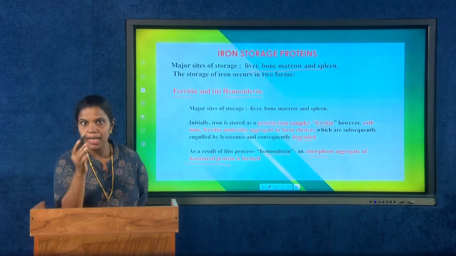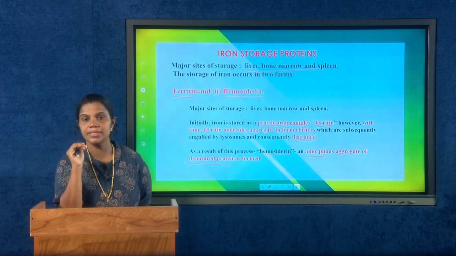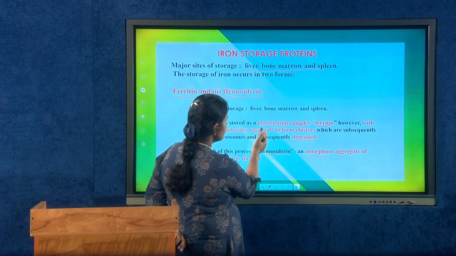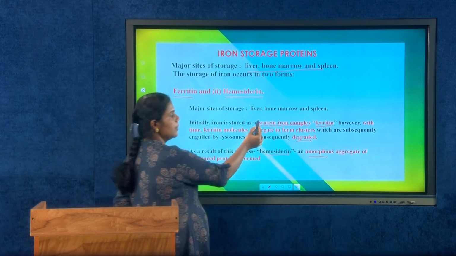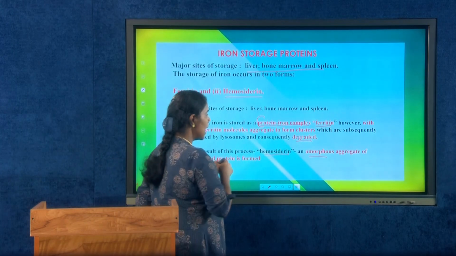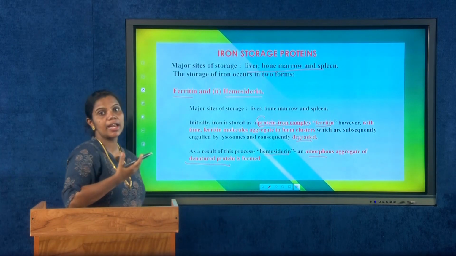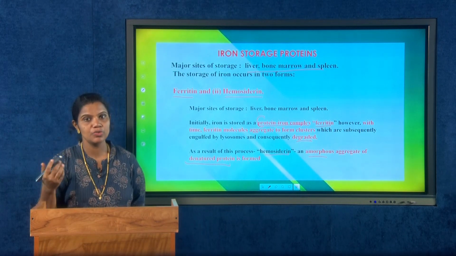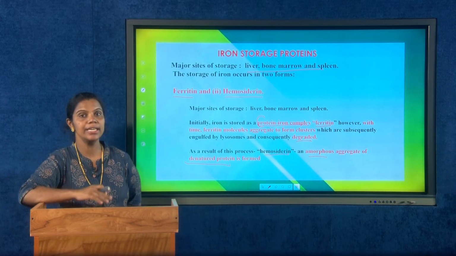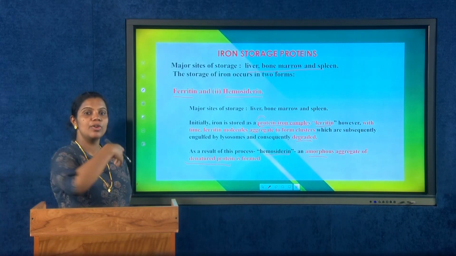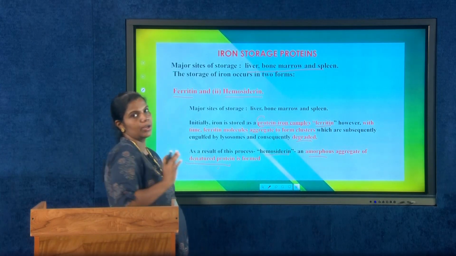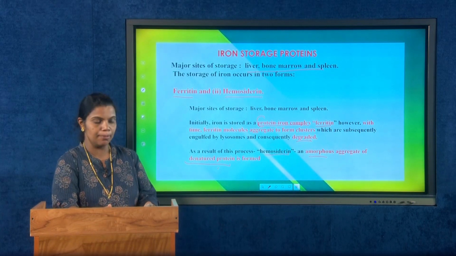We understand that iron is stored in two forms, ferritin and hemosiderin, and it is stored as an iron protein complex. With time, these molecules aggregate to form clusters, which will finally be engulfed by the lysosomes and consequently degraded, and then it will form an amorphous aggregate of denatured protein, that is the hemosiderin.